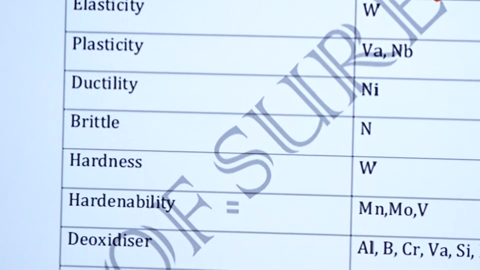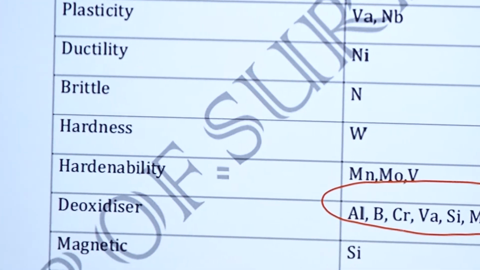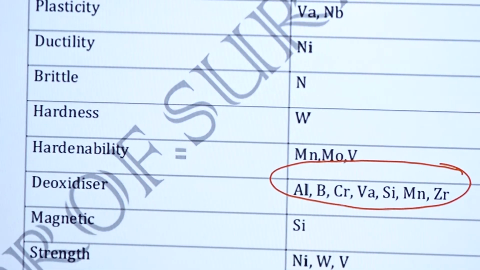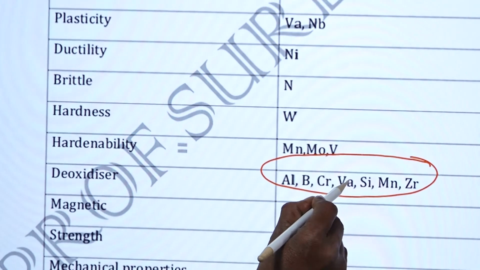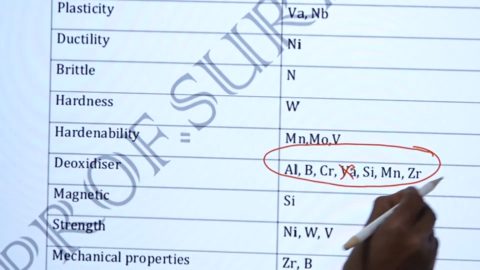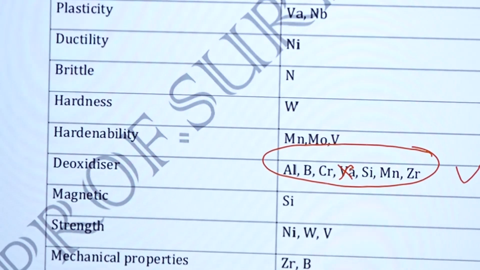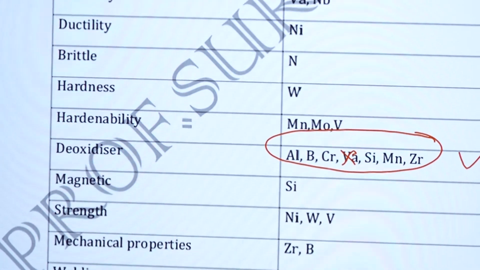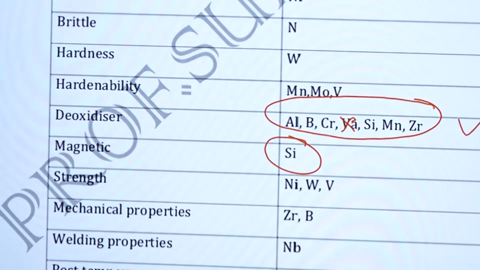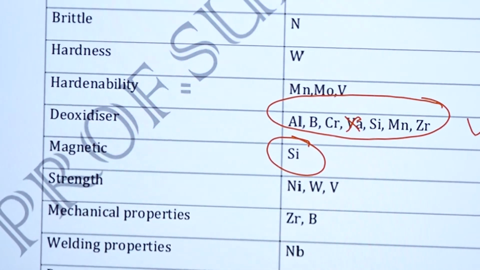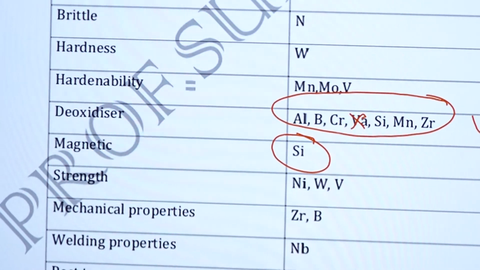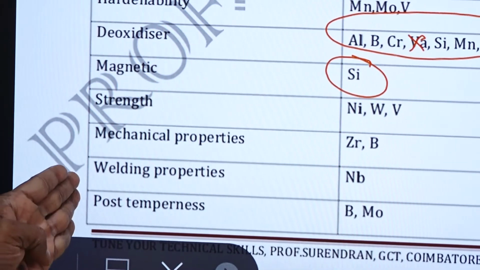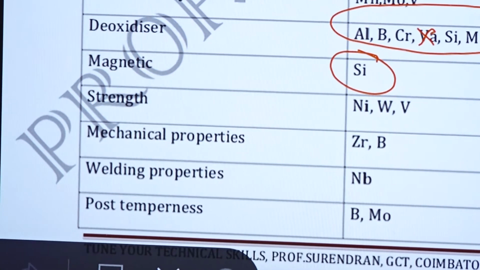Trivalent elements act as deoxidizers. Aluminum, boron, chromium, vanadium, silicon, manganese, zirconium are all trivalent, so they can be used as deoxidizers. For magnetic property, we can add silicon. For strength, nickel, tungsten, vanadium. For mechanical property, zirconium and boron. For welding property, we can add niobium.